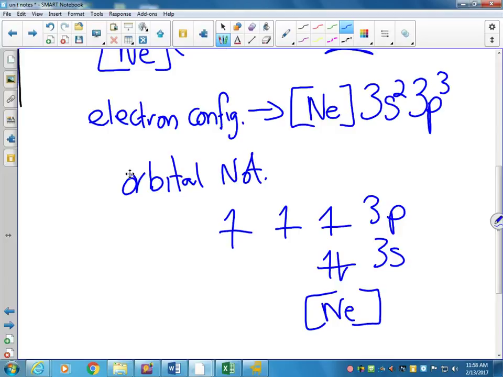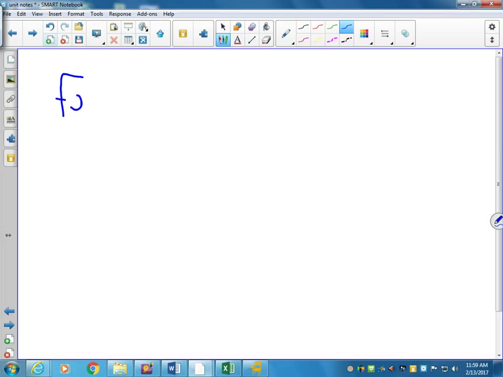So let's try another one of these guys. Let's try iron. Iron symbol is Fe. Let's do both orbital and electron configuration. Iron. I'll leave you a few minutes here to work on it, and then we'll come back.